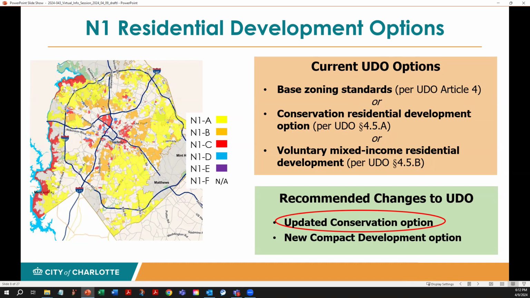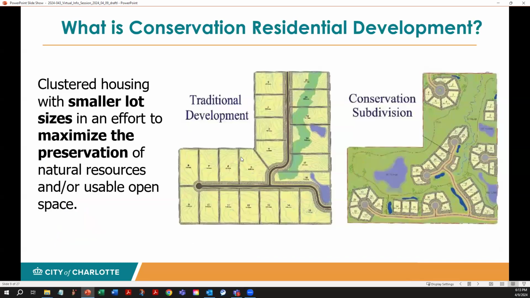However, we're going to be recommending some changes to the UDO. The one we're here to talk about tonight is an updated conservation option. It would amend the conservation residential development. And another one that we're working on, which is a new option, would be a compact development option. So look for some more information on that coming forward fairly soon.